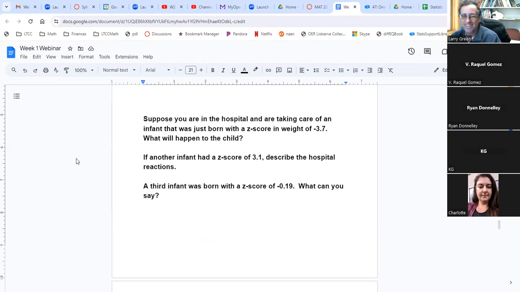And okay, so I'm giving you a healthcare example. And it's very important in healthcare, these kind of questions. So suppose you are in the hospital, okay? You're taking care of an infant. Maybe you're a nurse, okay? The infant was just born. And the z-score in weight for that infant is negative 3.7. What will happen to the child? Any thoughts? This is really important in healthcare.